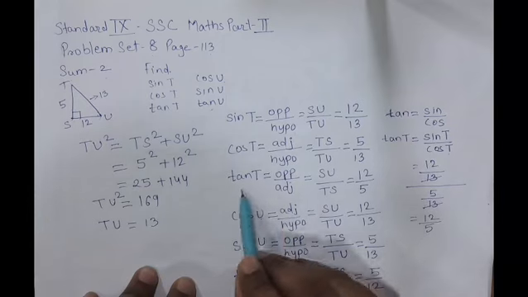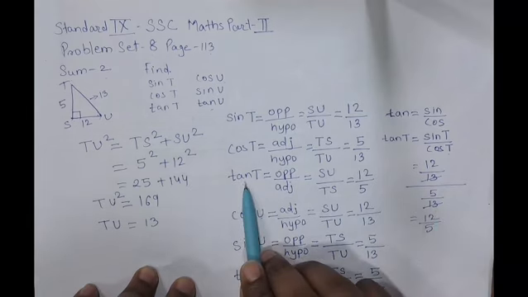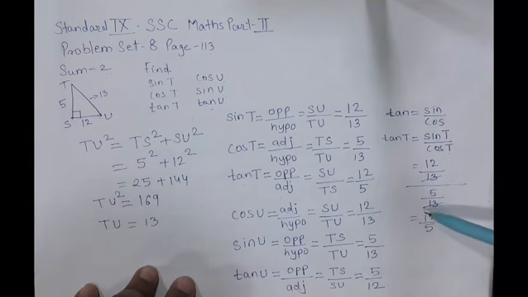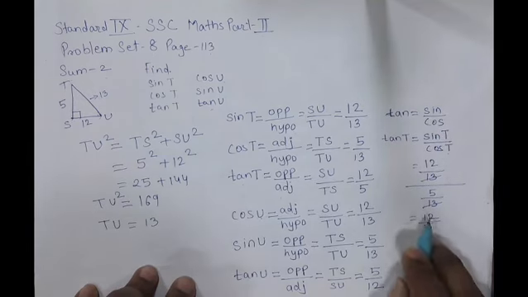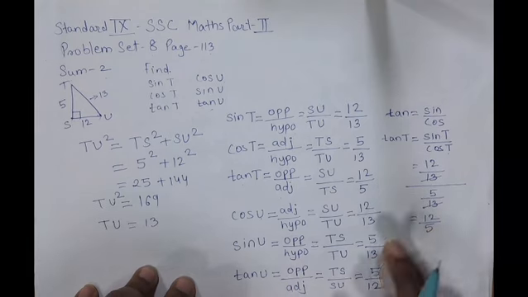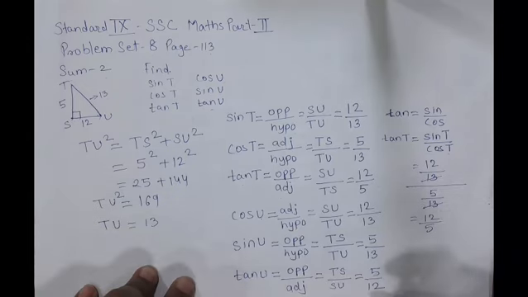If you can see, tan t is 12 upon 5 here and also 12 upon 5 from the quotient identity. So whether you derive it by using the ratio definition or by using the quotient identity, the answer is going to be the same. Similarly for tan u, if you use this quotient identity sin upon cos, you will also get the same answer.